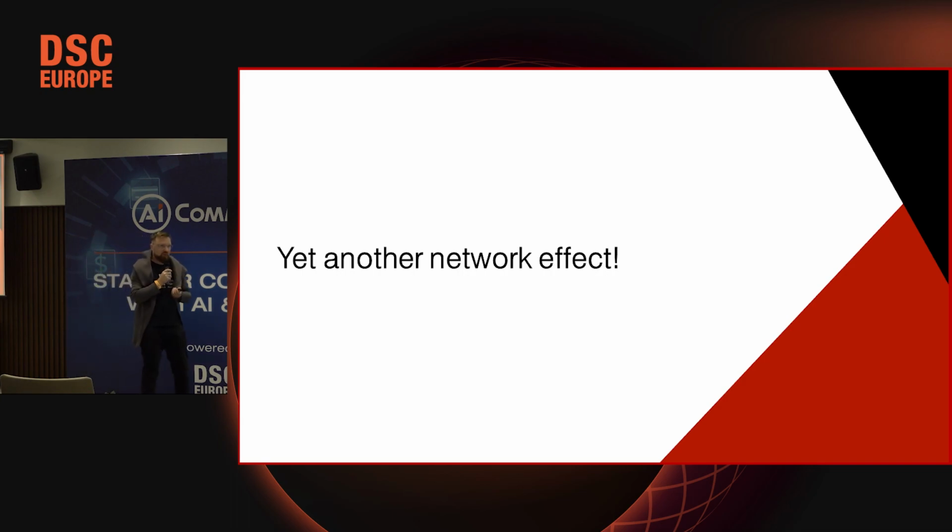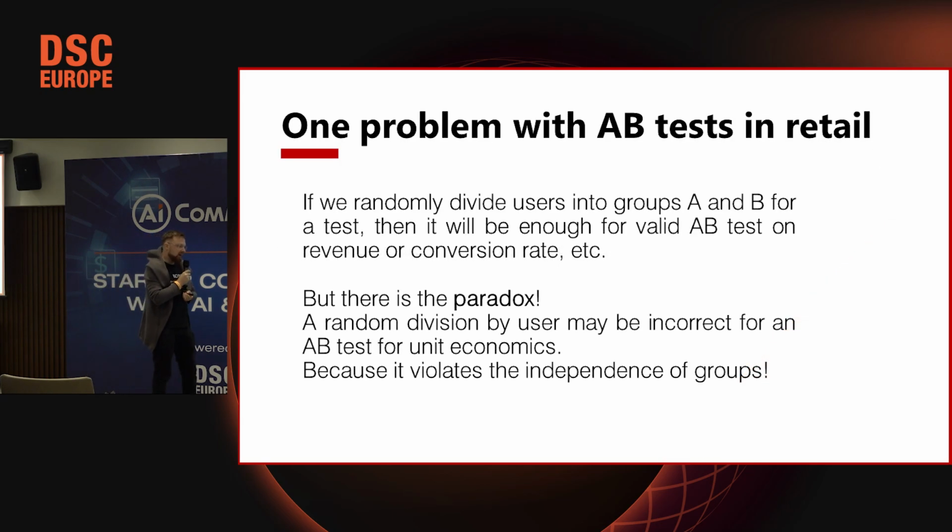And it was very surprising for me because a lot of retailers run A/B tests for unit economics and don't mention it. The problem is, if we want to run a simple A/B test for revenue or conversion rate or other metrics, and divide users into two groups randomly, it will be 100% correct, because we don't see any significant effects between the different groups. But if we run an A/B test on unit economics, it will be incorrect. And it's a little paradox. And I will give a simple example of how we can detect it.